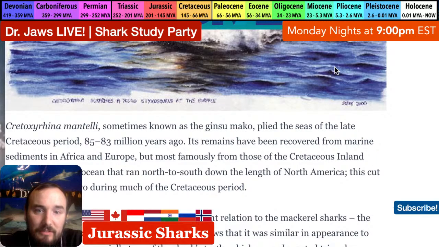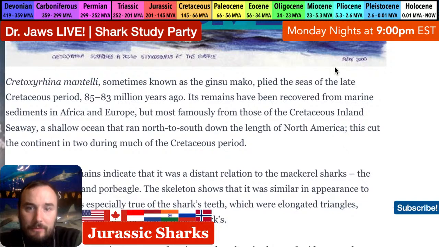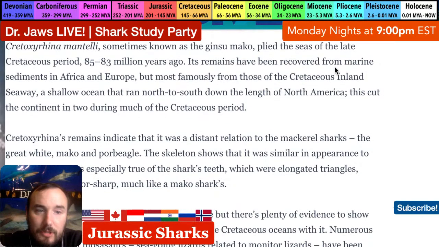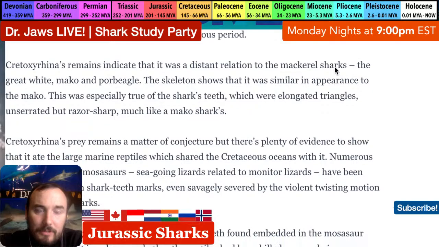Cretooxyrhina mantelli, sometimes known as the Ginsu mako, plied the seas of the late Cretaceous period 85 to 83 million years ago. Their remains have been recovered from marine sediments in Africa and Europe, but most famously from those of the Cretaceous Inland Seaway, a shallow ocean that ran north to south down the length of North America. This cut the continent in two during much of the Cretaceous period. Cretooxyrhina's remains indicate it was a distant relation to the mackerel sharks, the great white, mako and porbeagle. Skeleton shows it was similar in appearance to the mako. It is especially true of the shark's teeth, which were elongated triangles, unserrated but razor sharp, much like a mako shark's.